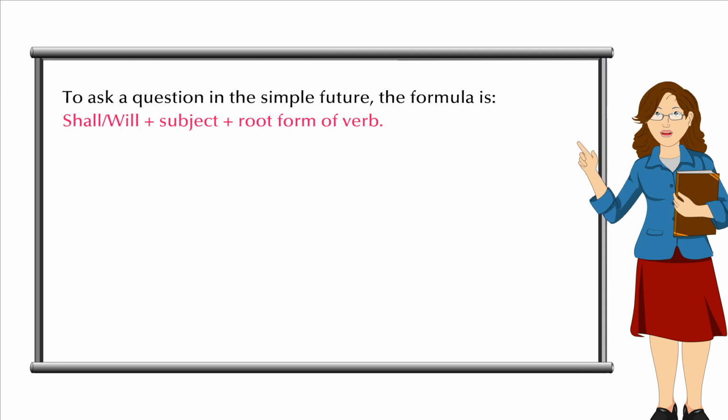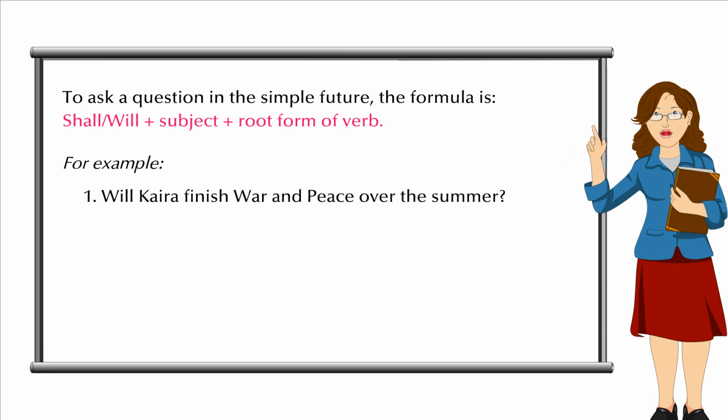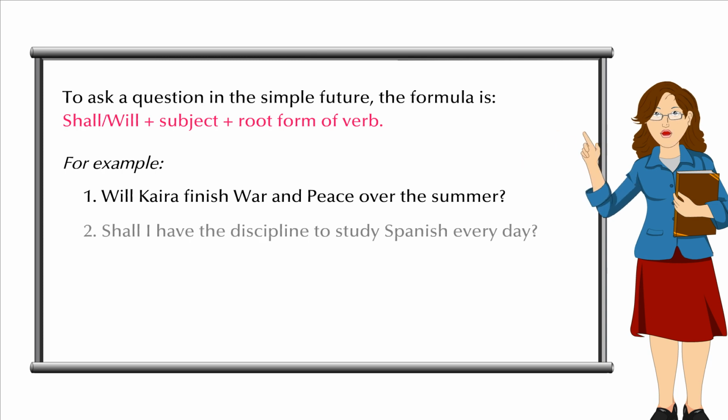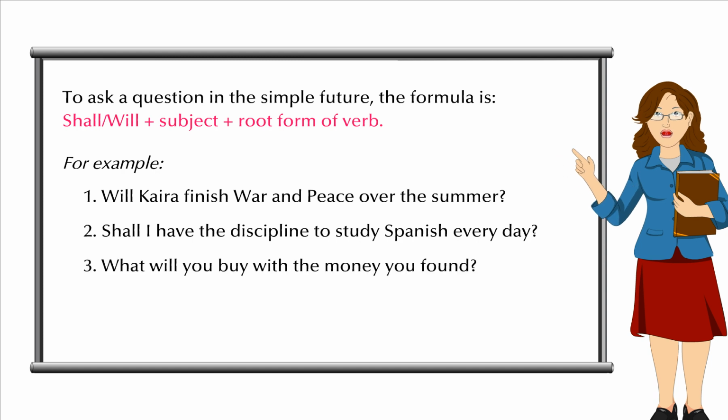To ask a question in the simple future, the formula is shall or will plus subject plus root form of verb. For example, number 1. Will Kaira finish War and Peace over the summer? 2. Shall I have the discipline to study Spanish every day? 3. What will you buy with the money you found?